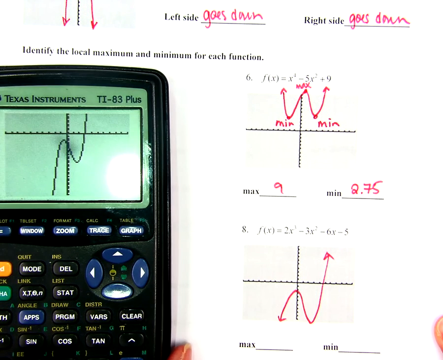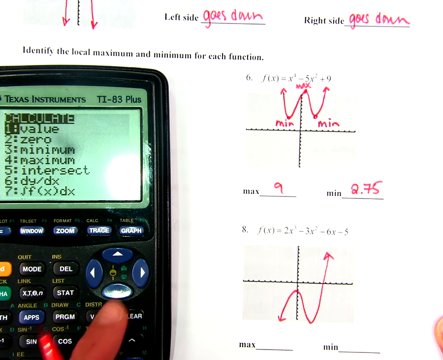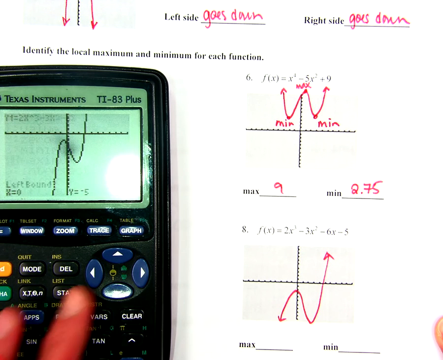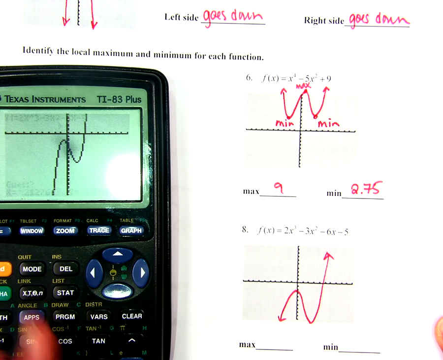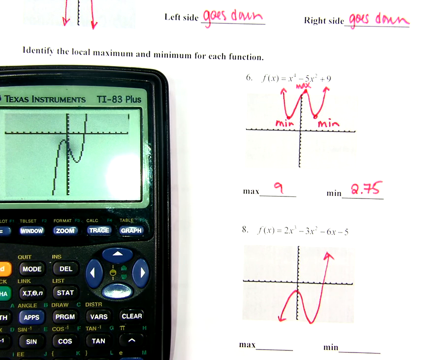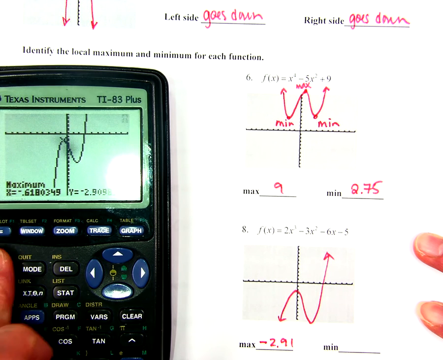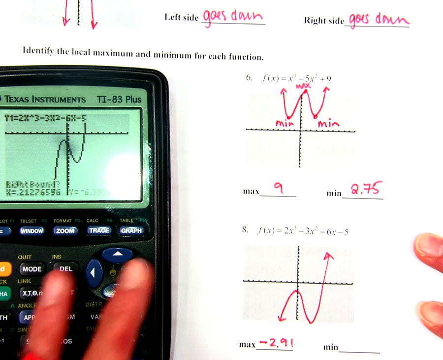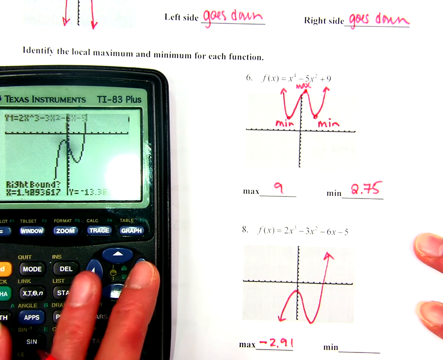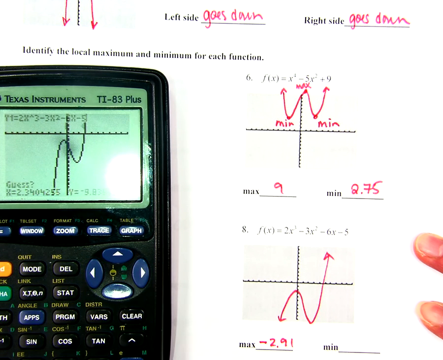All right, so I'm going to do second trace, calculate my maximum, and go a little bit to the left, a little bit to the right, hit enter, and my local max is going to be negative 2.91. All right, my local minimum, if you go a little bit to the left, a little bit to the right, hit enter, you're going to get a local minimum of negative 14.09.